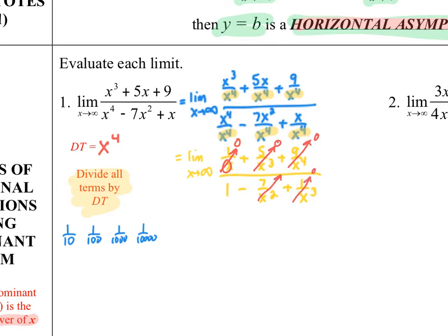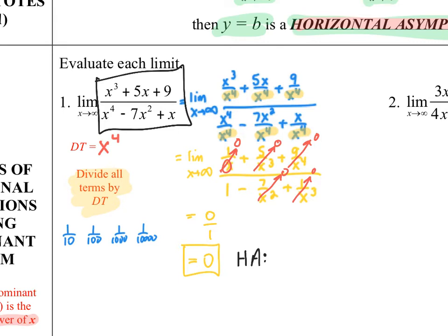So really the only value I have here is the 1. So this equals 0 over 1, which is just 0. So all that work for nothing, literally 0. And also what that's telling me is that this graph right here of that rational function has a horizontal asymptote at y equals 0. Go ahead and pause the video and try example 2 and example 3.